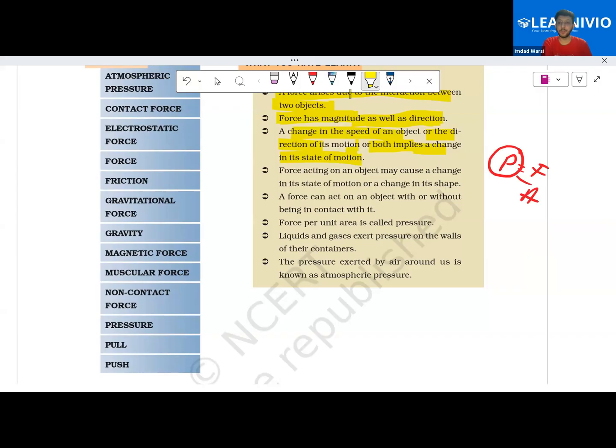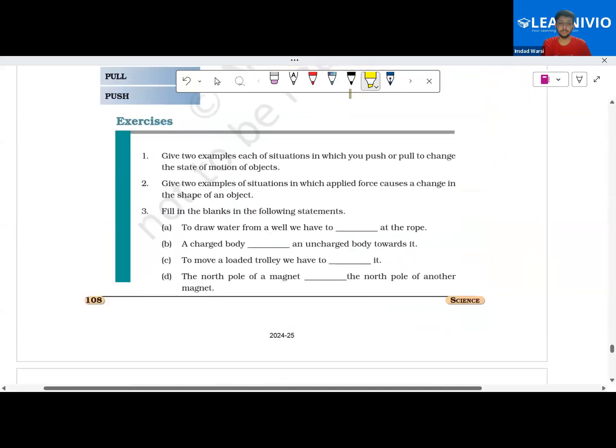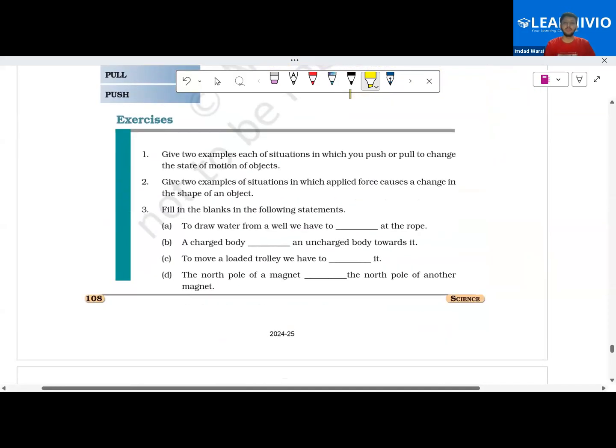A force can act on an object with or without being in contact with it. True. Force per unit area is called pressure. Liquids and gases exert pressure on the walls of their container. The pressure exerted by air around us is known as atmospheric pressure. Solve question number one. Two examples.